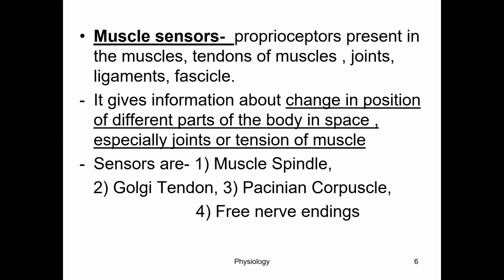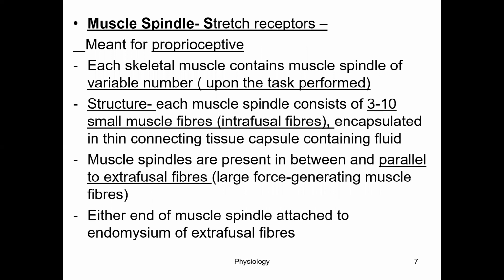Out of that, muscle spindle is most important, which gives information about the change in the muscle length. And muscle spindle is the only receptor where there is both a receptor and also the efferent, that is effector organ. Okay, so receptor plus effector organ. This is the function of the muscle spindle. So let us see one by one. First, we will see the muscle spindle.